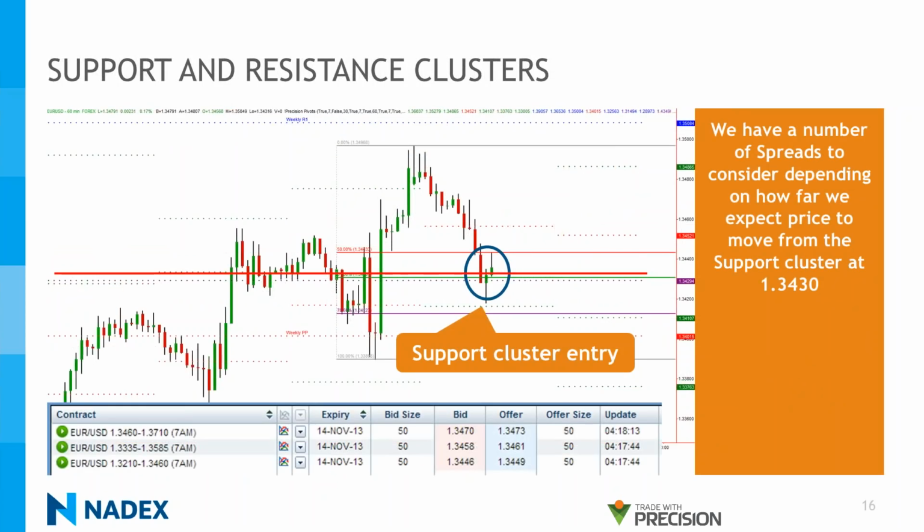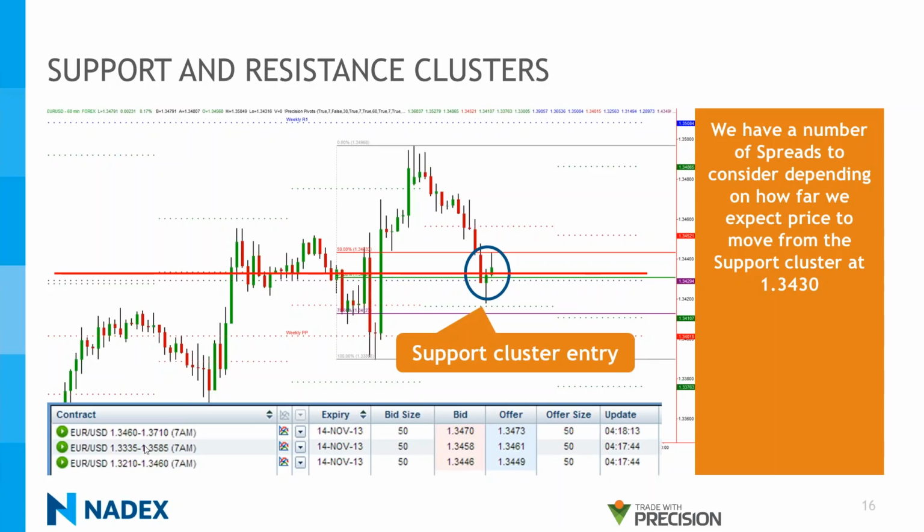We'll look at the Nadex spreads around our entry cluster level of 134.30 going long. As you can see, I've got the spread ladder up right here. The first contract is just slightly out of the money with a floor of 134.60. As you can see, the asking price is 134.73 going long, which translates to a 13 pip risk.